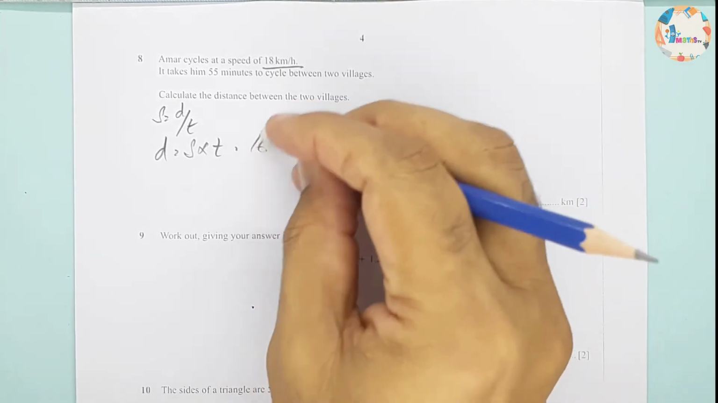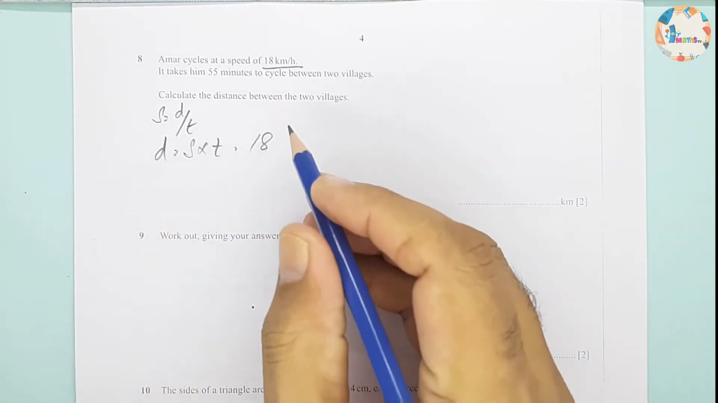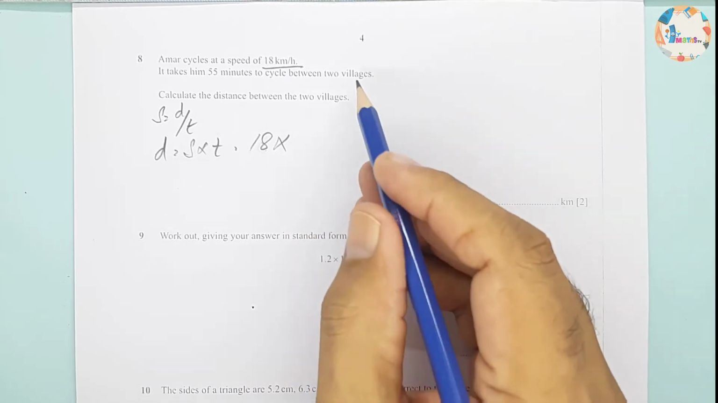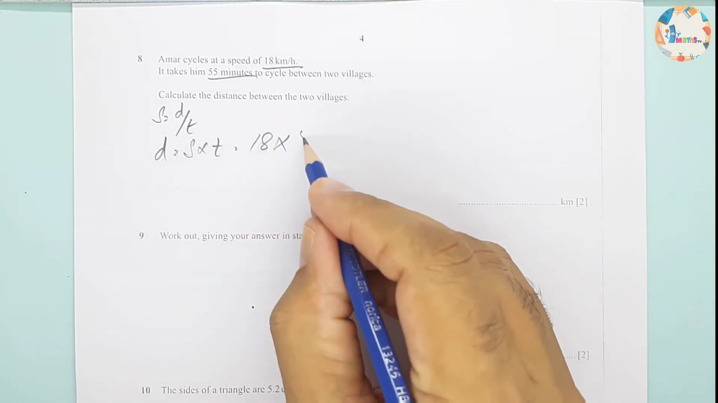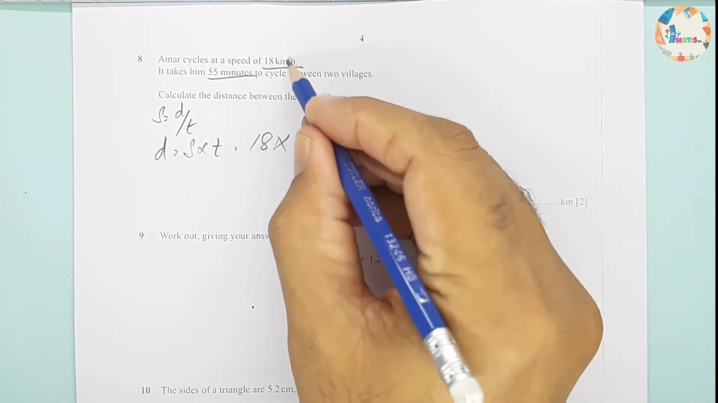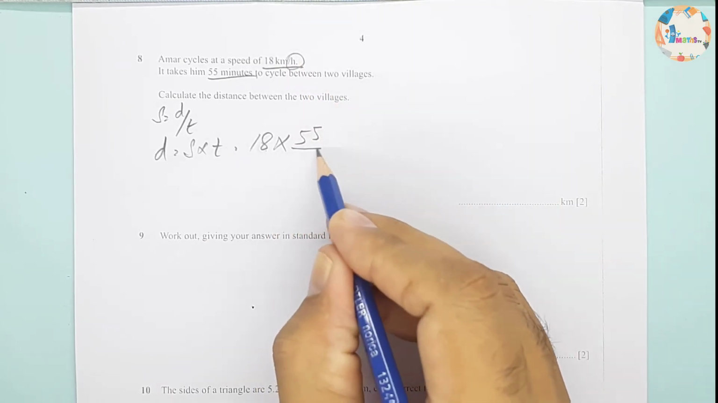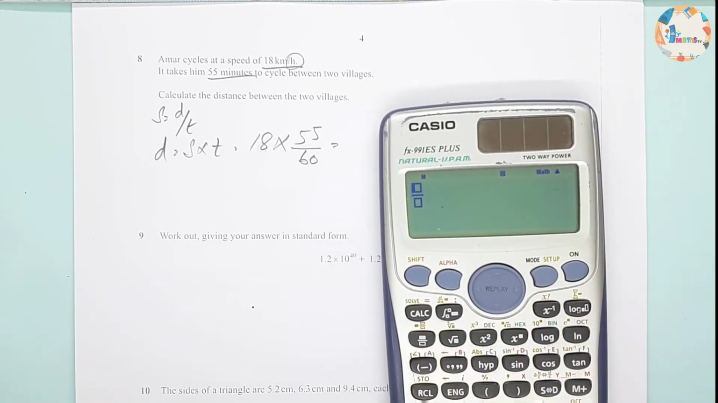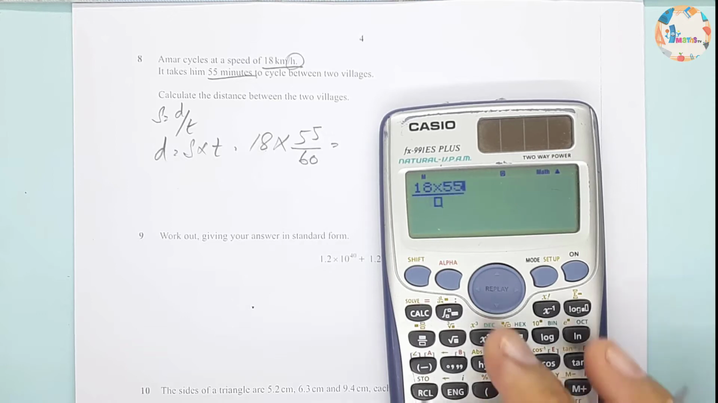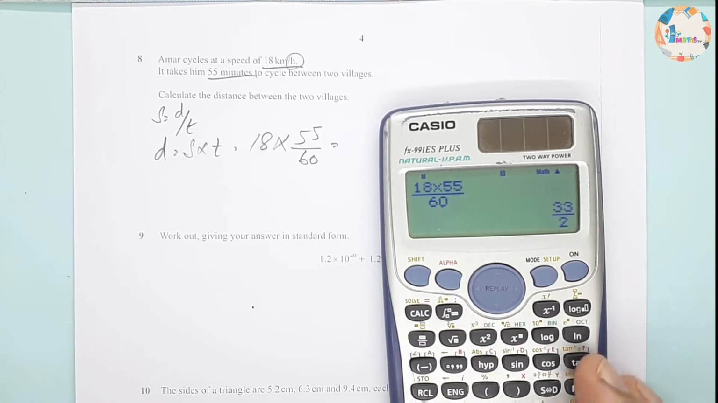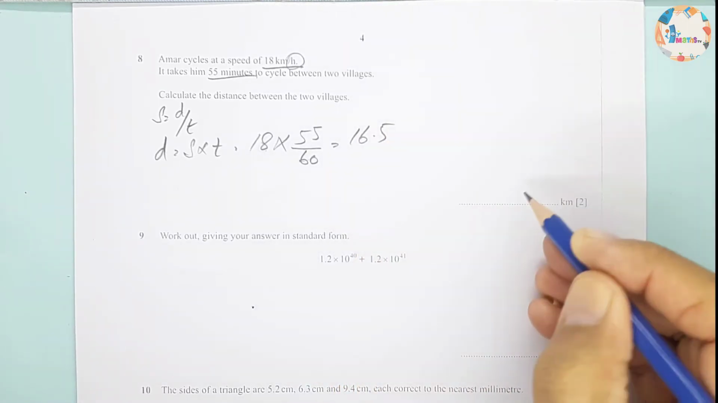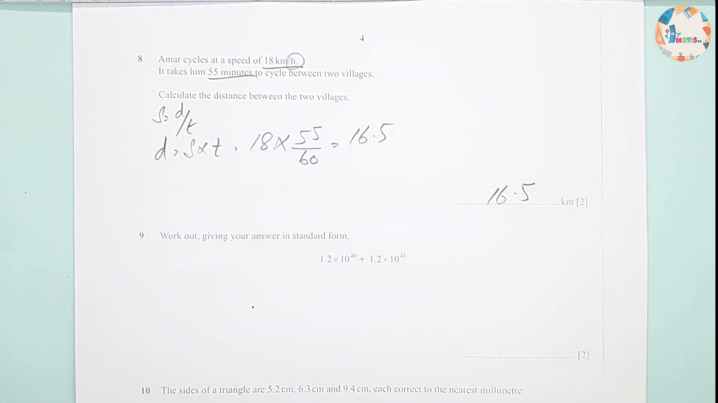18, not 16. So we will change this one to 18 km per hour, and time is 55 minutes. So 55 we'll have to convert into hours, so divided by 60. We'll have to now simplify this. This will be 18 multiplied by 55 and divided by 60, which will be equal to 16.5. So 16.5 will be the answer.